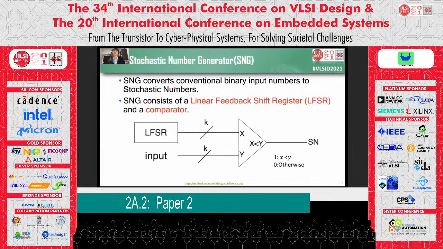Next, I explain the stochastic number generator. An SNG converts a binary input number to stochastic numbers. An SNG consists of a linear feedback shift register and a comparator. This outputs 1 when y is larger than x and 0 otherwise.